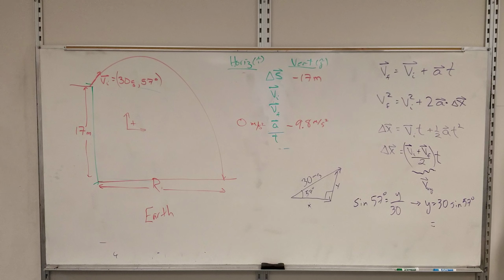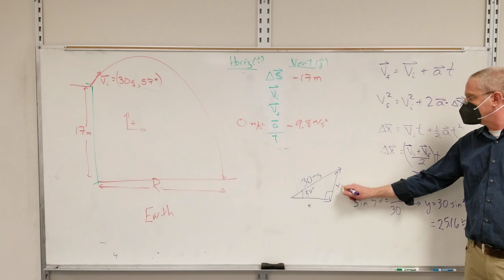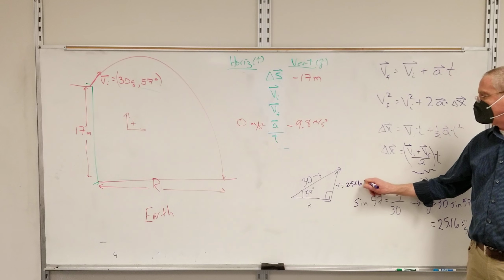Somewhere around 24. 25.16. 25.16, what? Meters? Somebody want to finish that for her? Yeah, per second. Meters per second. This 30 is meters per second. And sine of 57 degrees doesn't have units. So the units of this would be units of that. So this is 25.16 meters per second.